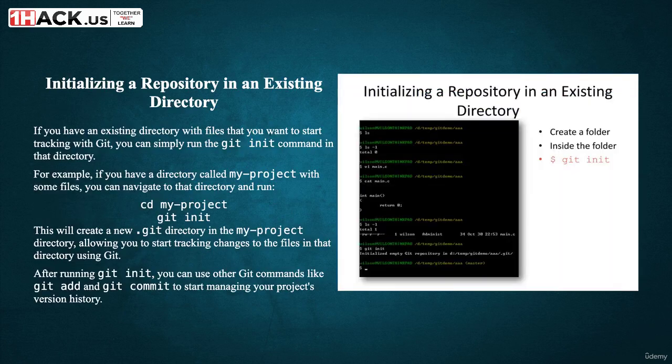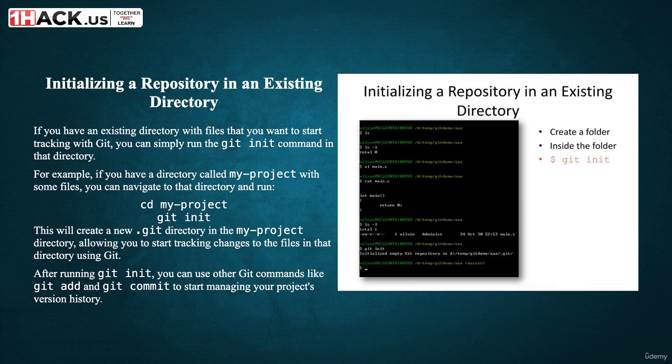Finally, let's discuss the scenario of initializing a Git repository in an existing directory. If you have an existing directory with files that you want to start tracking using Git, you can simply navigate to that directory in your terminal or command prompt and run the git init command. For example, let's say you have a directory called My Project with some files in it. You can navigate to that directory and run cd my-project, then git init. This will create a new .git directory within the My Project directory, effectively turning that directory into a Git repository.